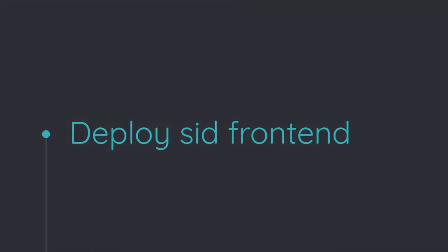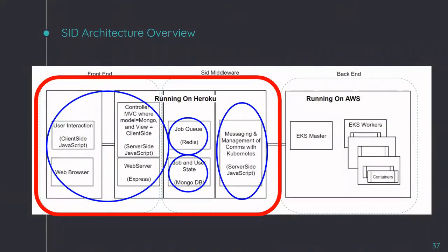Now I'll talk a little bit about deploying the SID frontend. As I mentioned before, the front end is deployed using OpenShift. To do this, we sectioned it off into 4 main parts. There is the HTTP server, where the user interacts with the service. There's the Redis queue, a MongoDB server, and another JavaScript node server that handles Redis queue jobs.